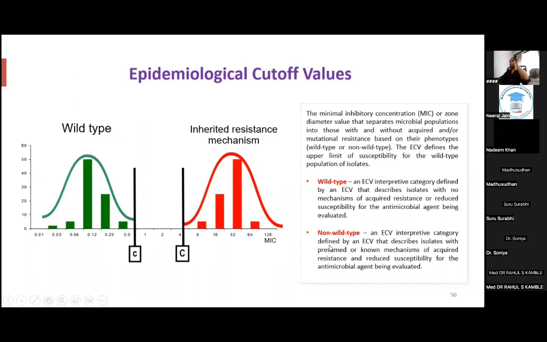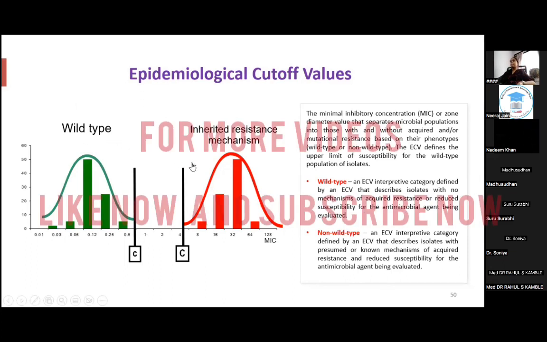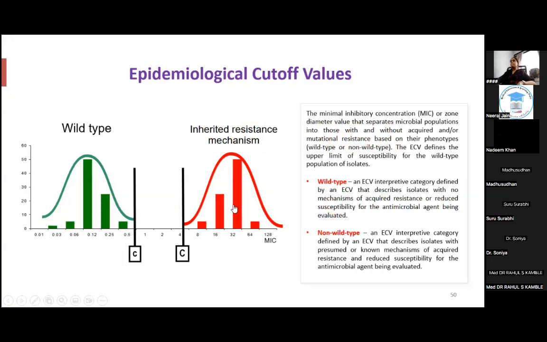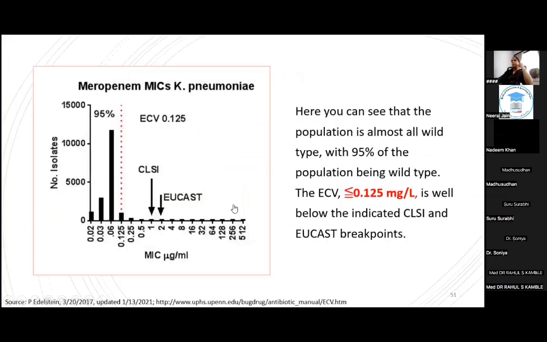If the resistance mechanism is present, we call the MIC as non-wild type. If the resistance mechanism is absent, we call the MIC as wild type. So if you have various MICs, the ECOFF will divide those MICs into wild type or non-wild type. Wild type means no resistance mechanism. Non-wild type means resistance mechanism. Let me explain with an example.